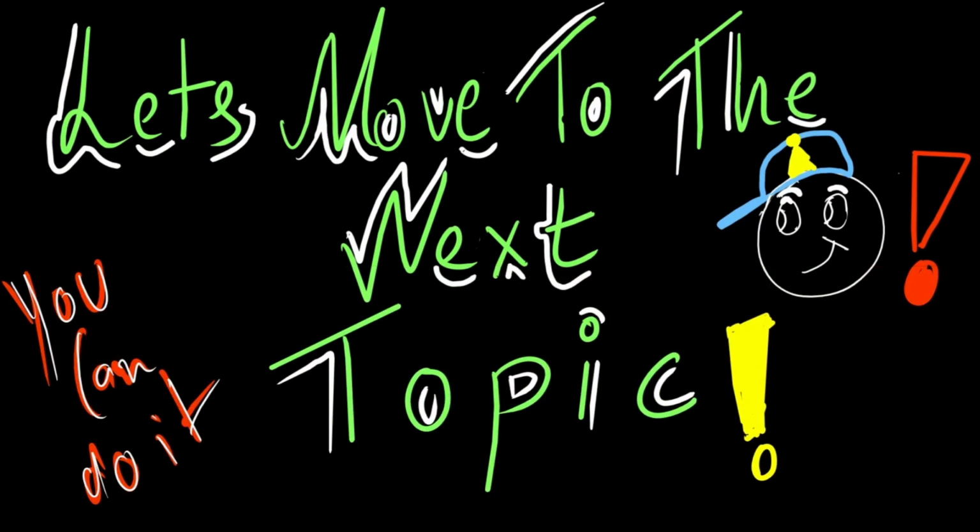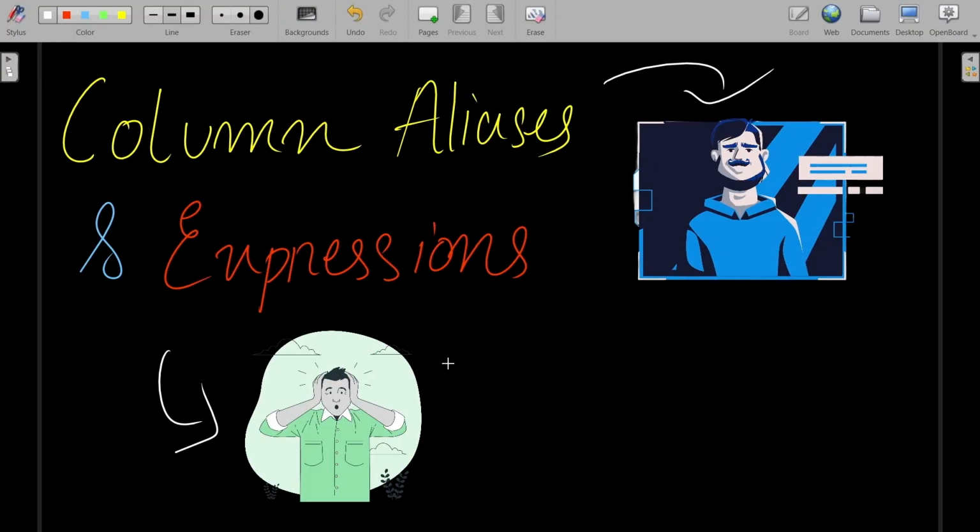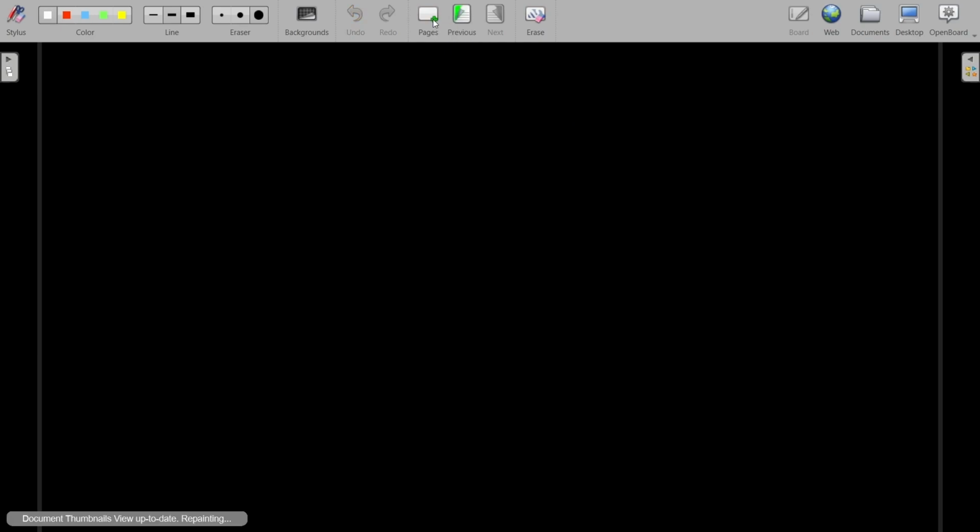So guys, let's move to the next topic. Moving on to the next topic, which is column aliases and expressions. In this topic, we are going to understand how aliases work in SQL, and the complete expressions along with the aliases, how they work all together. So let's start and understand this topic now.